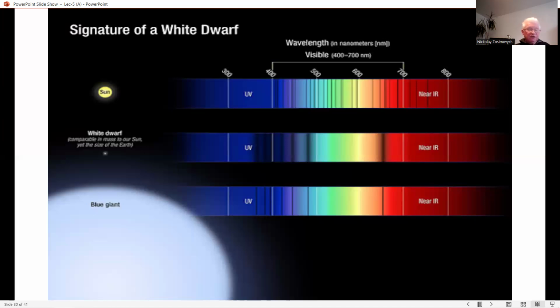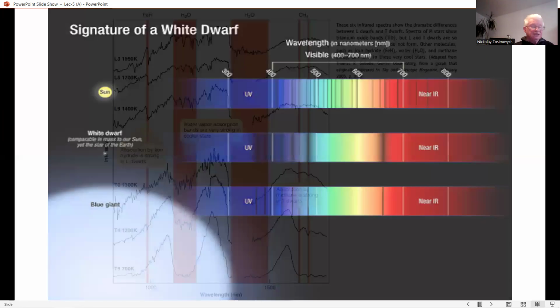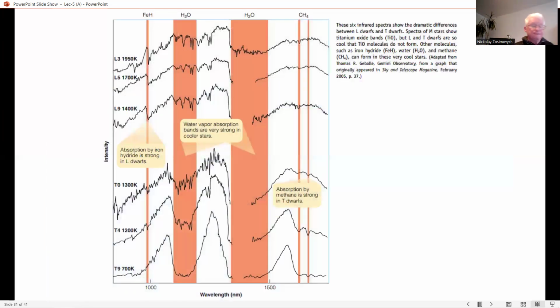The T dwarfs, discovered in the year 2000, are even cooler and fainter than L dwarfs. Their spectra show absorption by methane, CH4, and water vapor. Look at this figure, please. The development of giant telescopes and highly sensitive infrared cameras and spectrographs is allowing astronomers to find and study these coolest of stars.